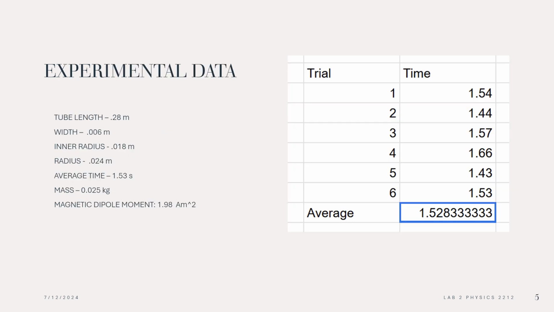Alright, so here's our experimental data. Tube length was 0.28 meters, width was 0.006 meters, inner radius was 0.018 meters, and radius was 0.024 meters, which we got by adding the width and the inner radius. Average time was 1.53 seconds, mass was 0.025 kilograms, and the magnetic dipole moment, which was from lab number 2, was 1.9 amps square meters. And as you can see, the average time was 1.53 seconds.